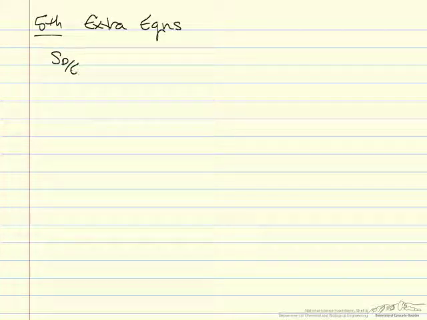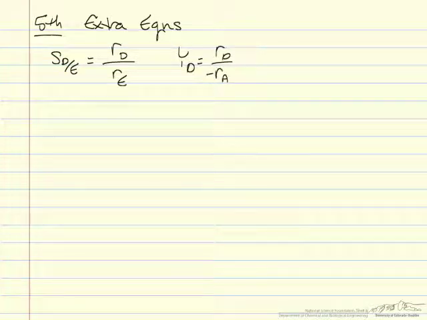So the instantaneous selectivity of D as compared to E will be the rate of appearance of D over the rate of appearance of E. And then the yield of D will be the rate of appearance of D over the rate of disappearance of A, and then the yield of E will be similar with the rate of appearance of E over the rate of disappearance of A.